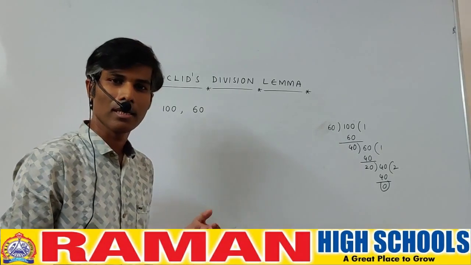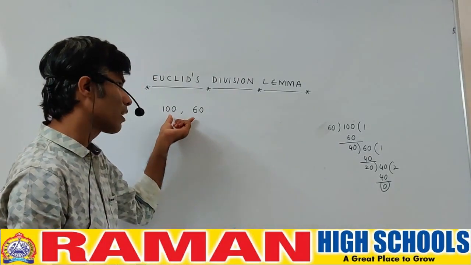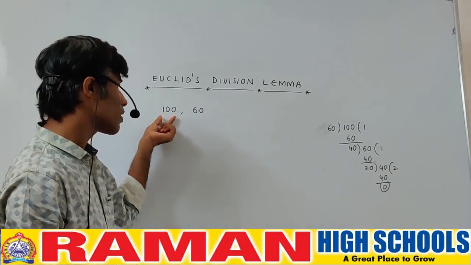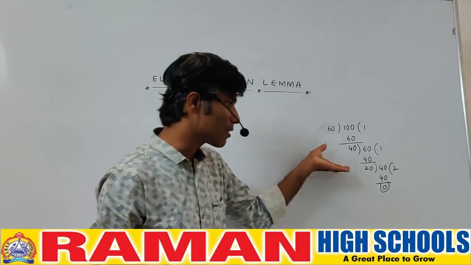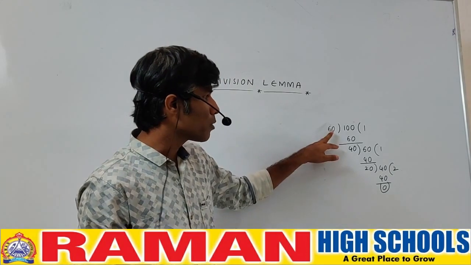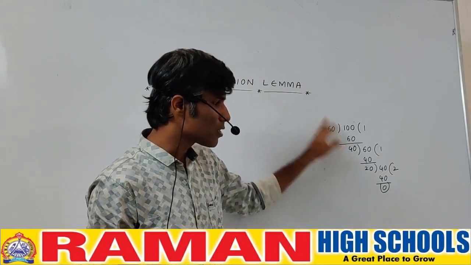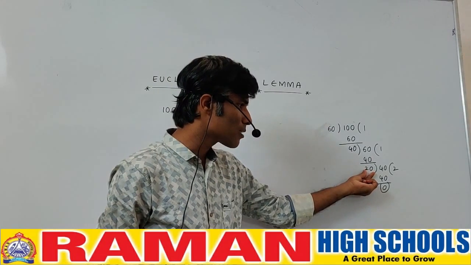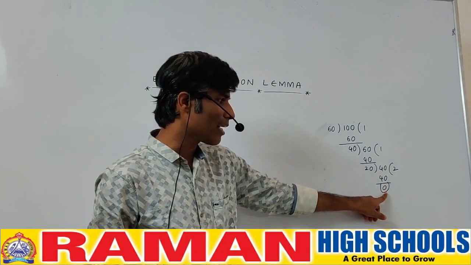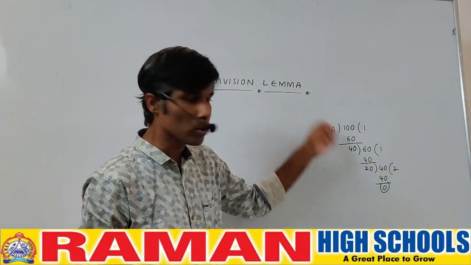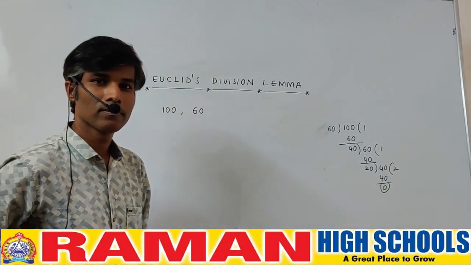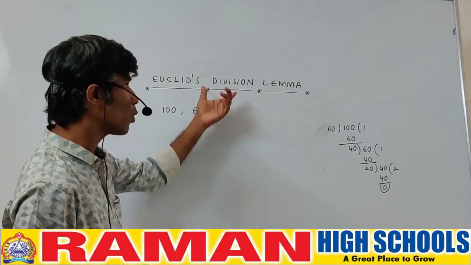Now let us see an example to find out the HCF of 100 and 60. To find out the HCF, already you have a method from your 6th class, that is the long division method. By using this, you can find out the HCF, and here the HCF is 20. Here we are considering 20 as HCF because we are getting the remainder as 0. This is a method you already know. Okay, now let us see how to find out the HCF of two numbers by using Euclid's division lemma.